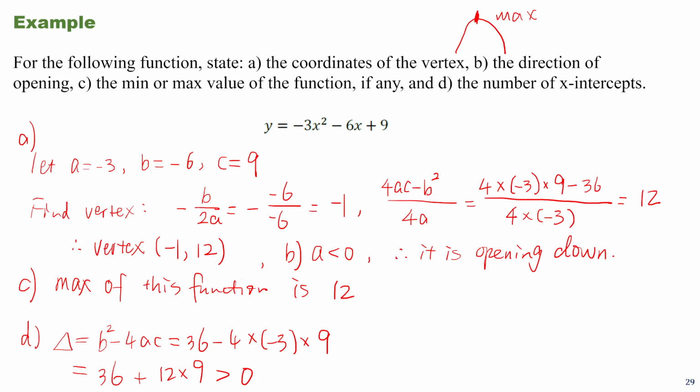When delta is greater than 0, we have two different x-intercepts, right? So we have two different x-intercepts.